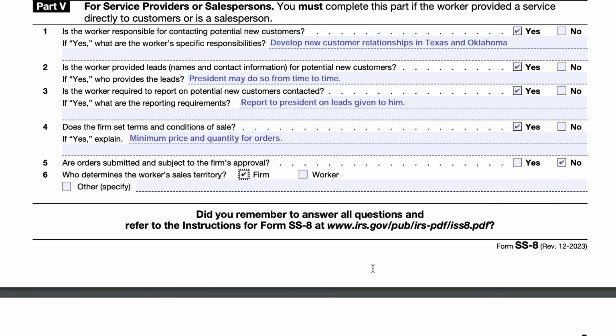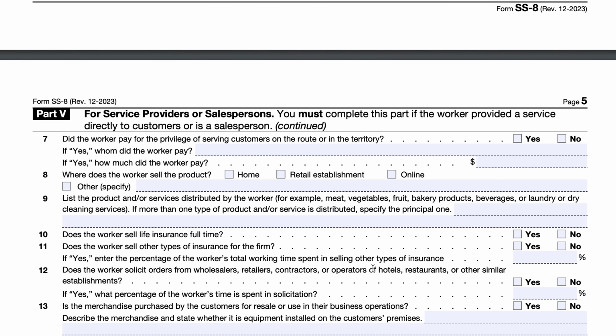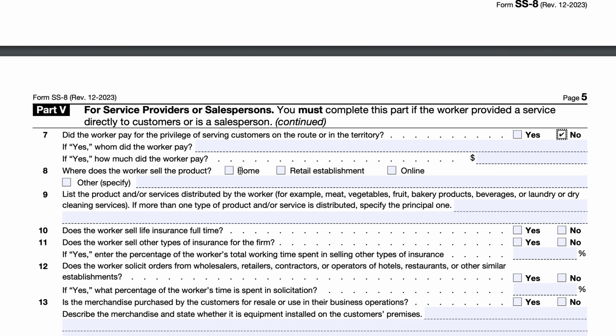Who determines the worker's sales territory? In this case, the firm did. Did the worker pay for the privilege? Well, let's just say he didn't. Where does he sell the product? He sells it on the road. List the product. We'll just put widgets. Does he sell life insurance full time? No. Does he sell other insurance? No.